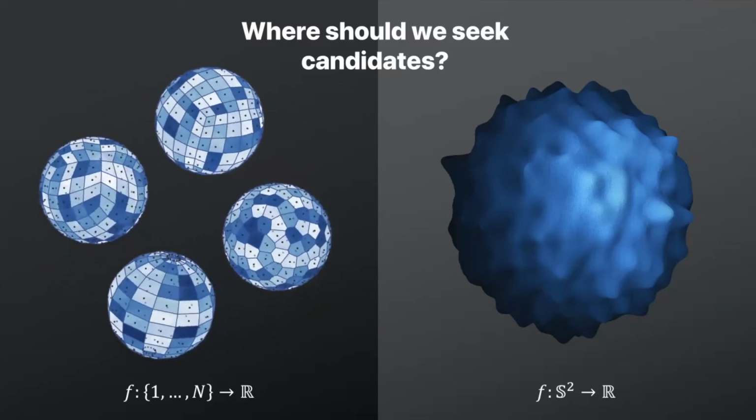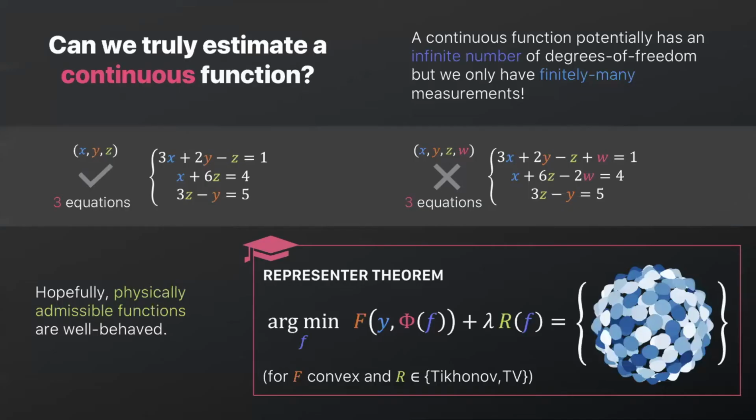So what we really want to do is estimate a continuous function, but is that even possible? Because as you know, a continuous function has potentially an infinite number of degrees of freedom, and we only have finitely many measurements in hand. So we are in a bad situation.